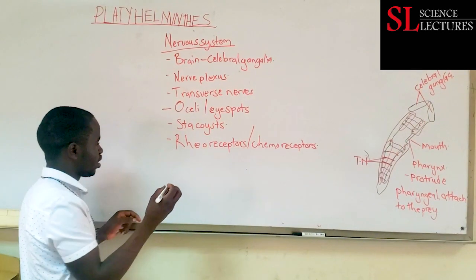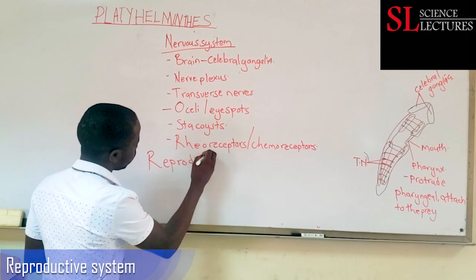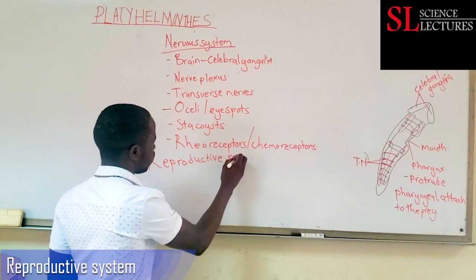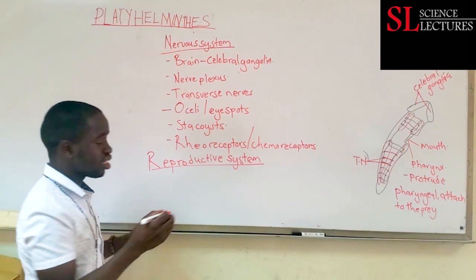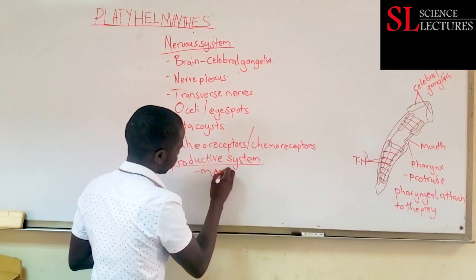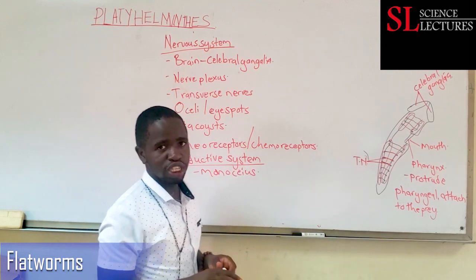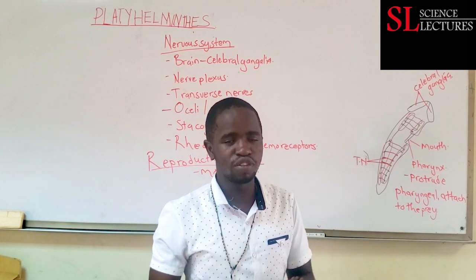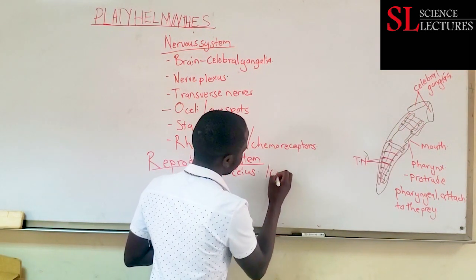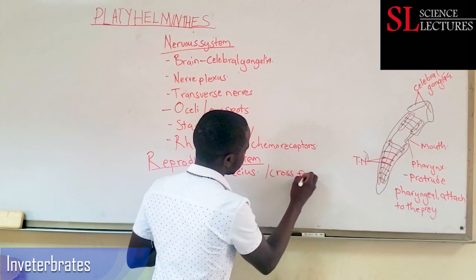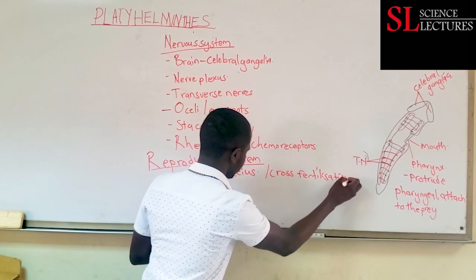After having looked at the nervous system, we look at the reproductive system. So most of these organisms are monoecious. And being monoecious means that they have both the male and female reproductive parts. However, they exhibit cross fertilization. That is number 1.